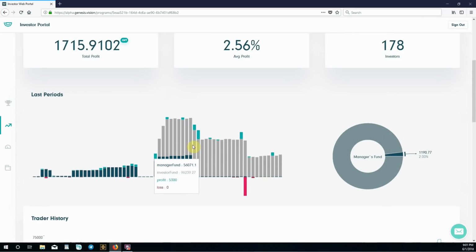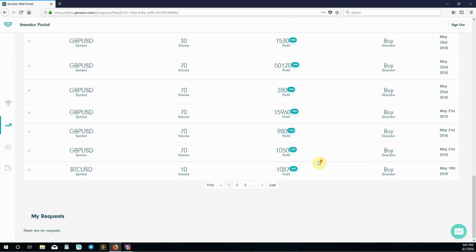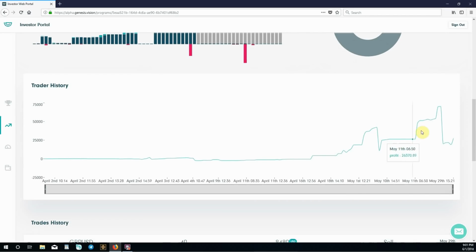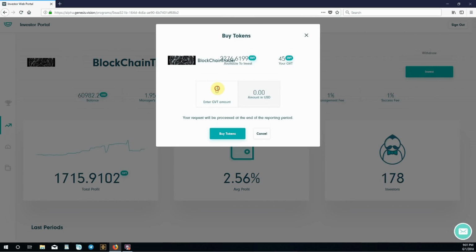This is what a profile starts to look like when a trader has been doing this for a while. This is really good. You know, they've made some risky trades here, but this happens in these markets. Their profit is still good. They've still profited 1,715 Genesis Vision tokens. We like them. Let's go ahead and make an investment.